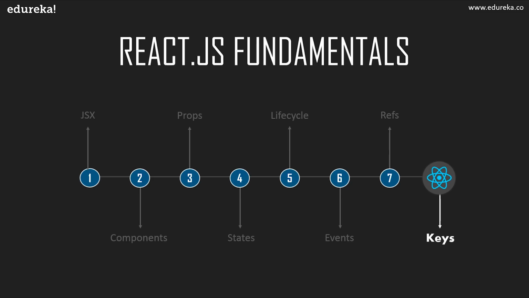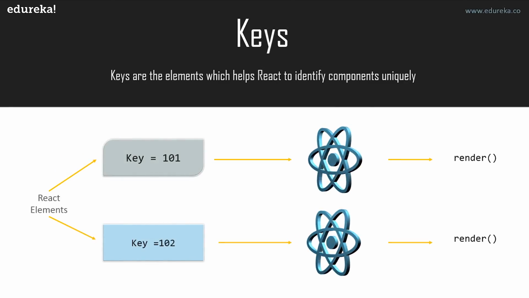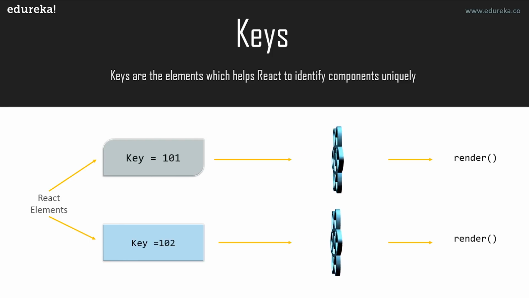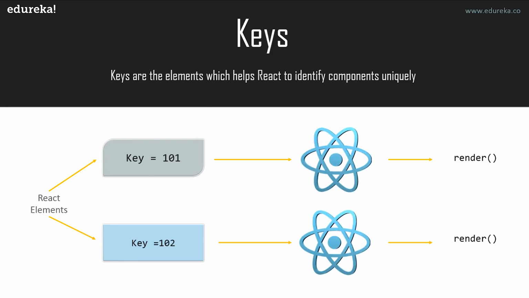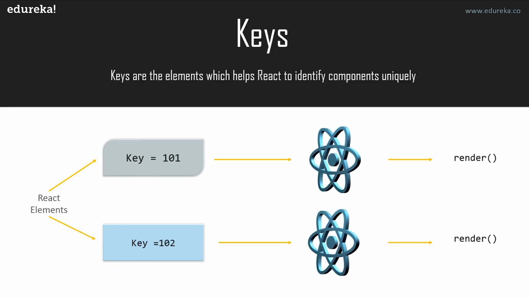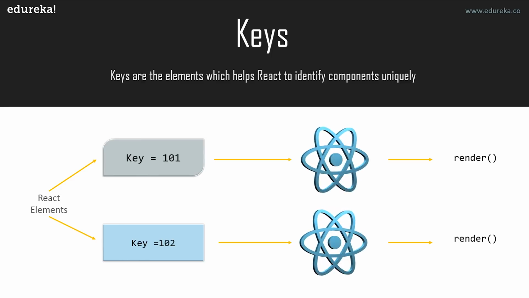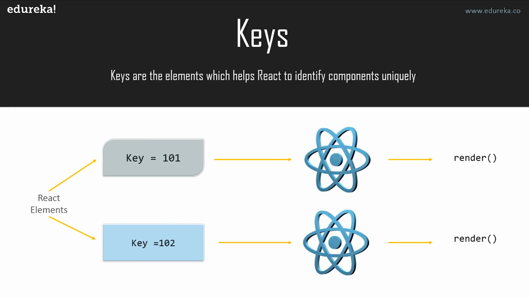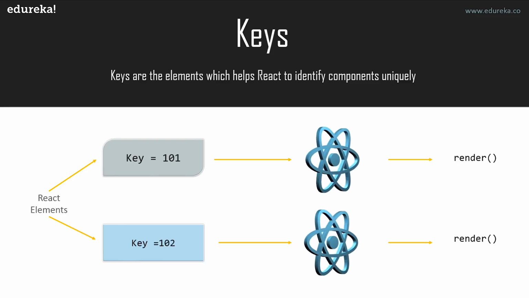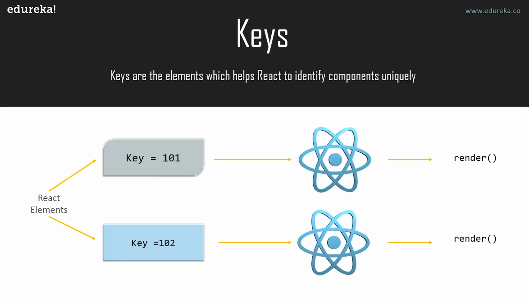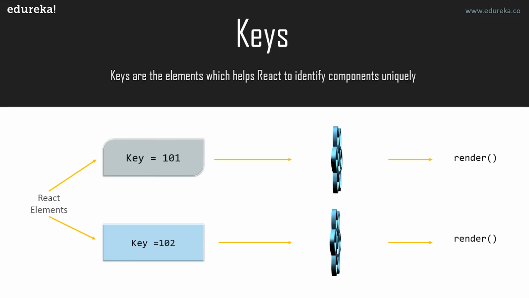Okay. So now we will finally talk about the final React.js fundamental, that is keys. So what are keys in React.js? Let's talk about the keys now. Keys are the elements which help React to identify the components uniquely. For example, if I have an ordered list or an unordered list, UL, where I have some LIs, I can define the keys on them so that those React elements can be identified very uniquely. So basically, keys are the elements which help React to identify the components uniquely.